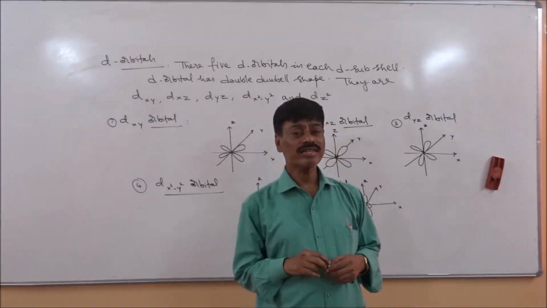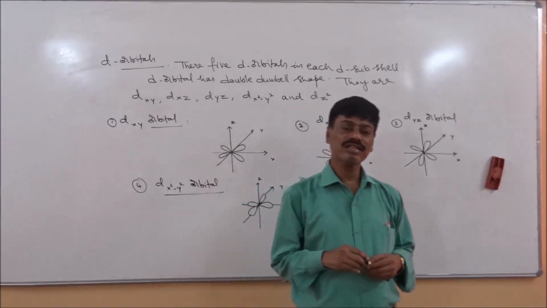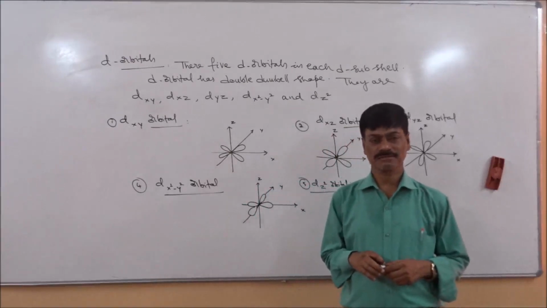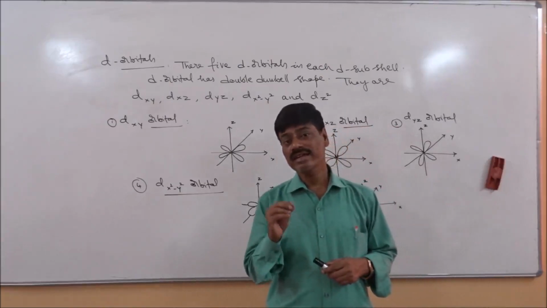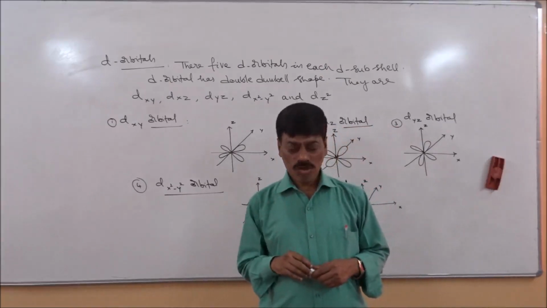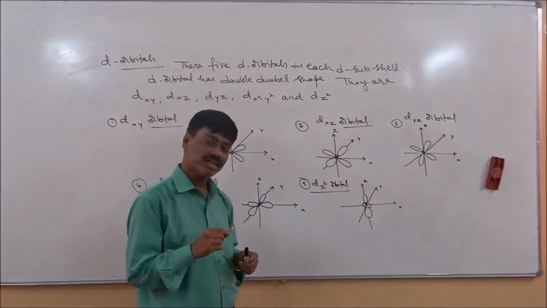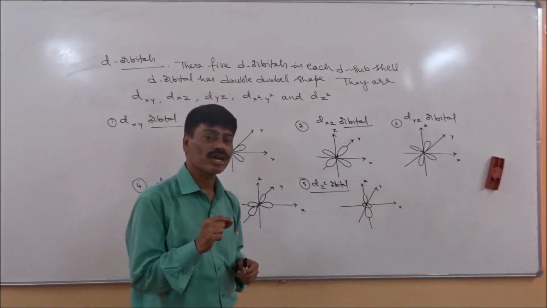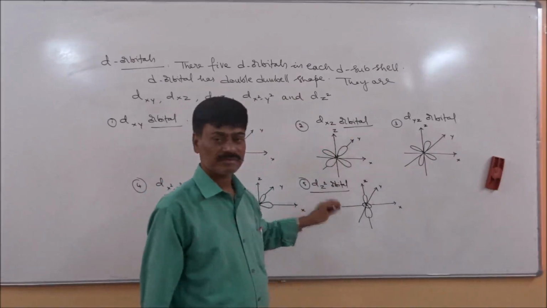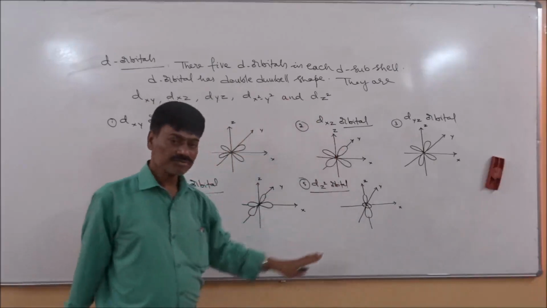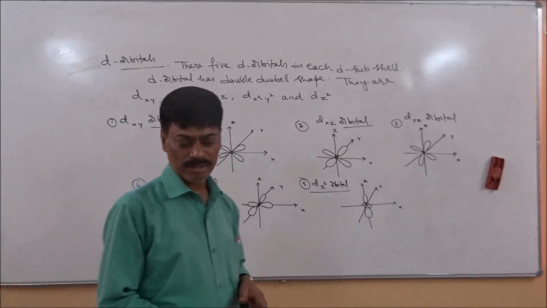Right? There are 5 d orbitals, and all these 5 d orbitals are located in the d subshell. And those 5 d orbitals are dxy, dxz, dyz, dx square y square, and dz square orbital. Right? And that's about the shapes of d orbitals.